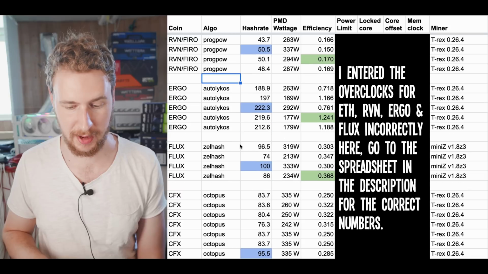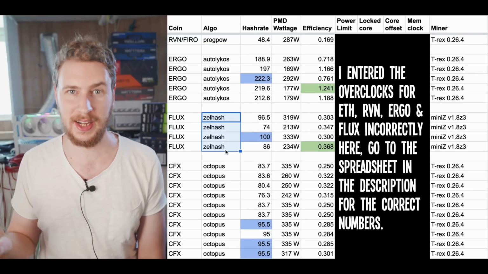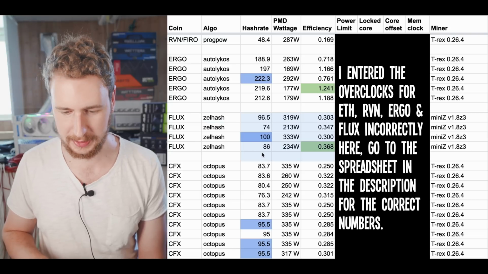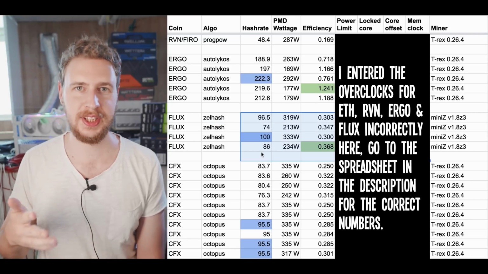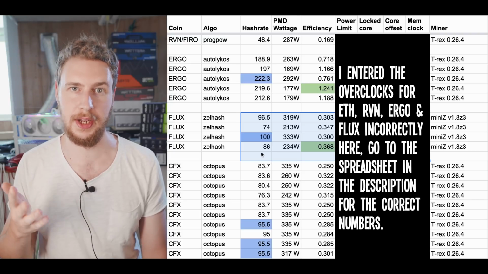But next up we have Flux, which uses the ZelHash algorithm, which is basically an Equihash variant. We'll see that again soon, but these results, while the actual numbers might differ, should give a good view of the overall performance of Equihash algorithm coins.